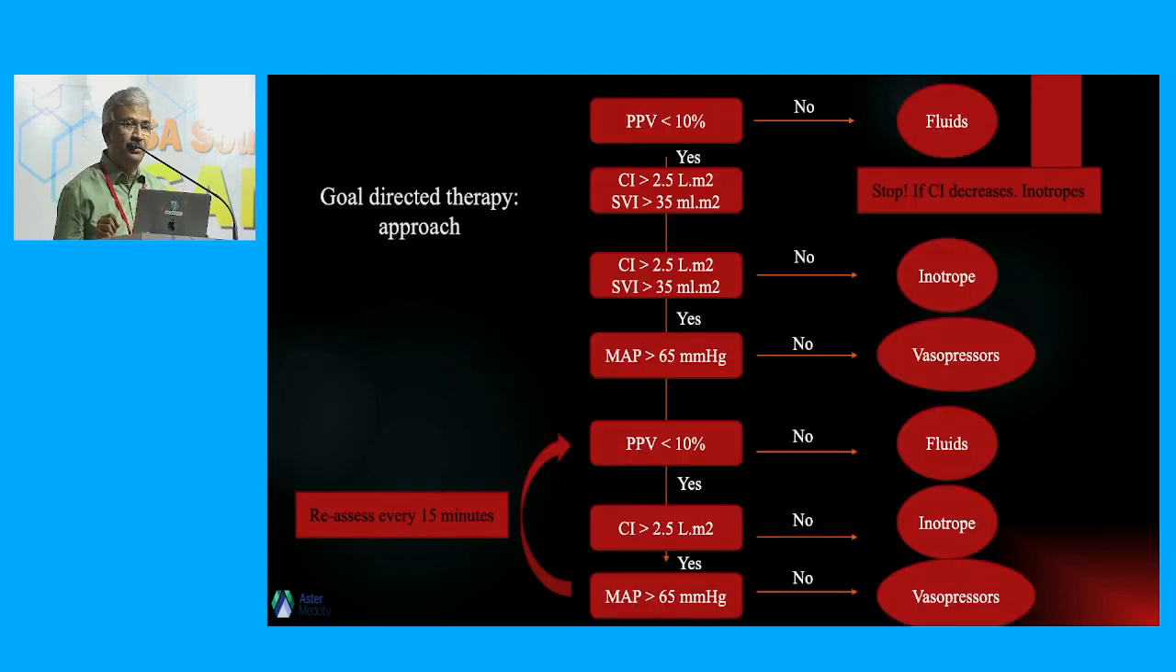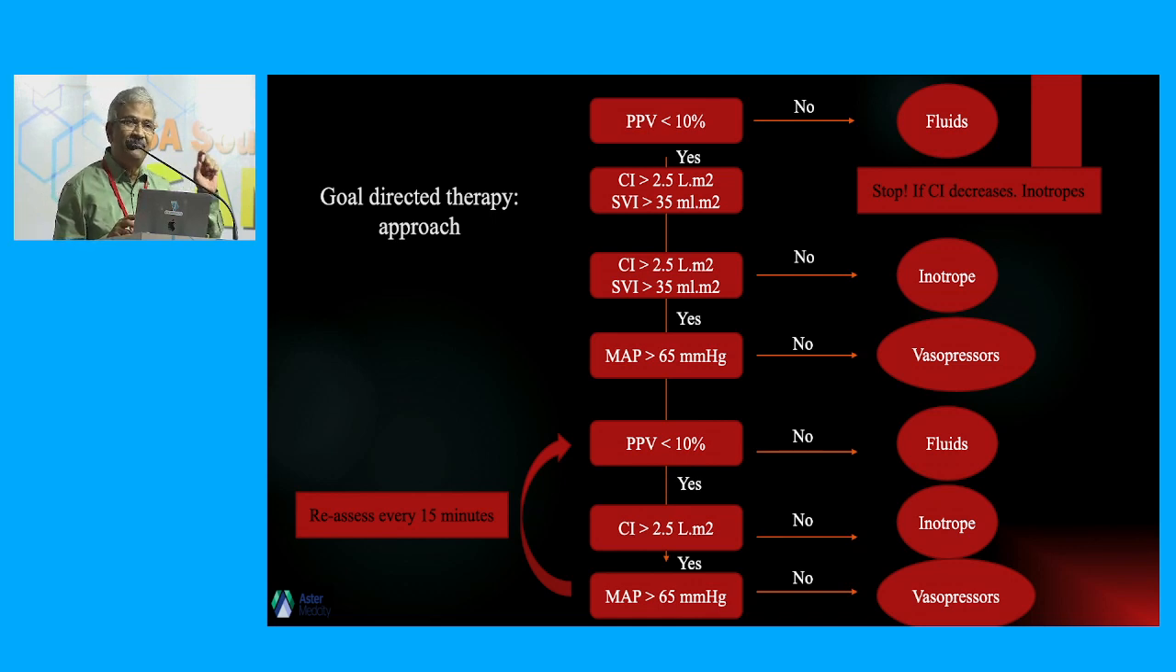And how do you do it? The first thing is fill up the patient if the patient has got fluid responsiveness. Look at the first column. The PPV should be less than 10%. If your patient is having a PPV of say more than 13 or 15%, give fluids to the patient. Stop giving fluids when the patients are no longer fluid responsive.